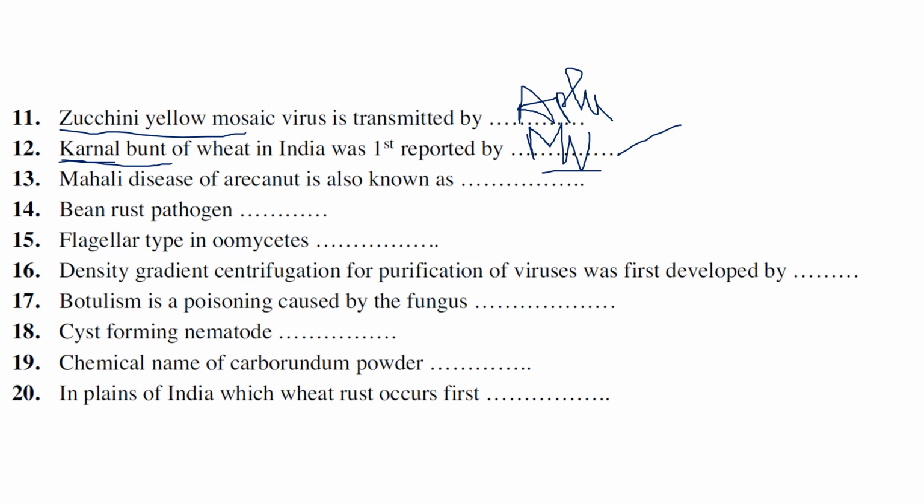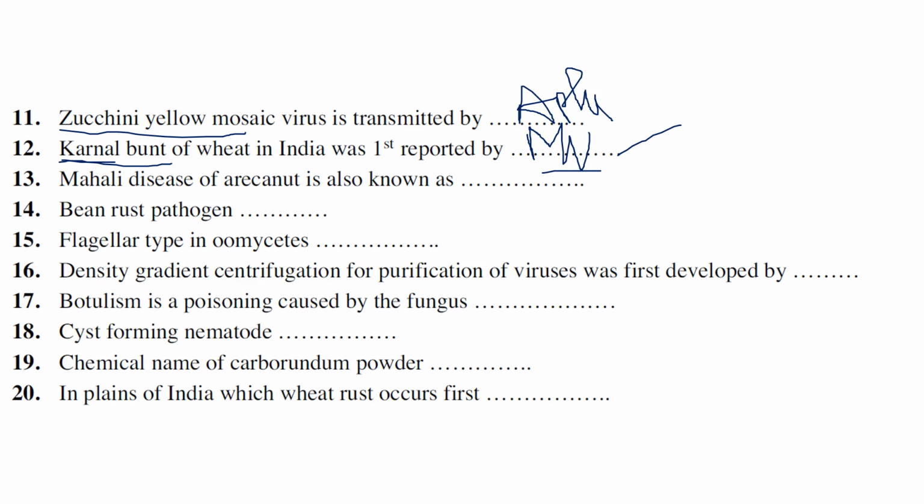But remember, kernel bunt of wheat in India was first reported by Mitra et al in 1931, and it is caused by Neovossia indica or Tilletia indica. When the disease was discovered, Mitra called the pathogen Tilletia indica. Later the name Tilletia was changed to Neovossia by B.B. Mundkur. After that there was a lot of controversy, and scientists kept both names, Tilletia indica and Neovossia indica. In the literature both names appear, and both are right. But in the exam, we must look at the question and go through the answer options.